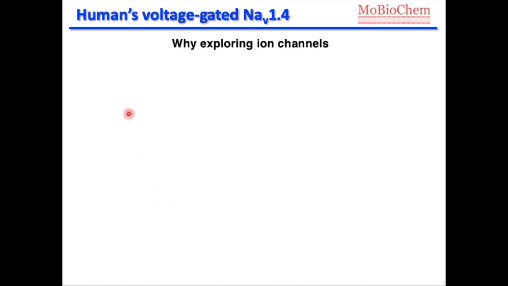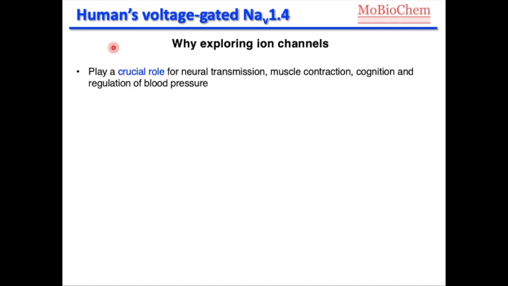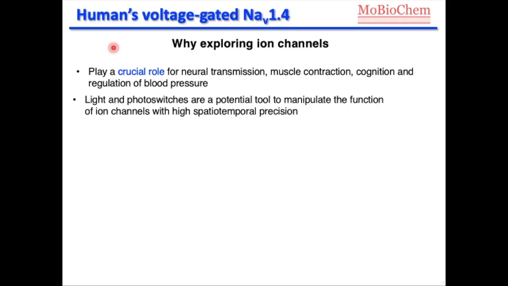In the last years, several photoswitches have been designed to modulate the activity of voltage-gated ion channels. Those transmembrane proteins play a crucial role for neural transmission, muscle contraction, and many more functions. Since action potentials are generated by the movement of ions across the membrane through the ion channels, the regulation of ion permeation by the combined action of light and a photoswitch is a potential tool to manipulate the function of voltage-gated ion channels with high spatiotemporal precision.